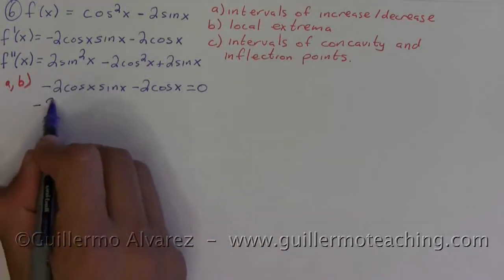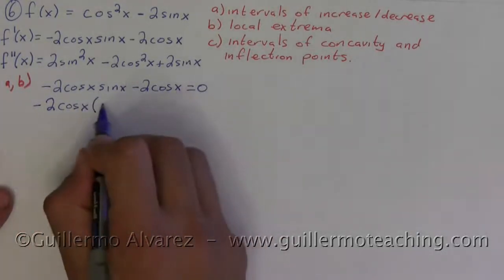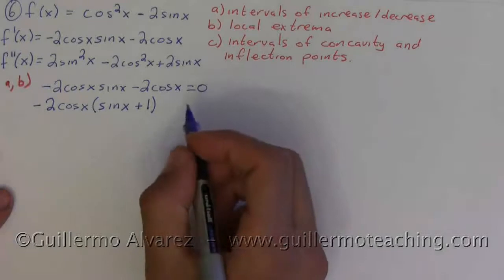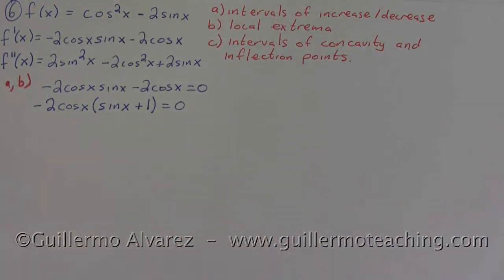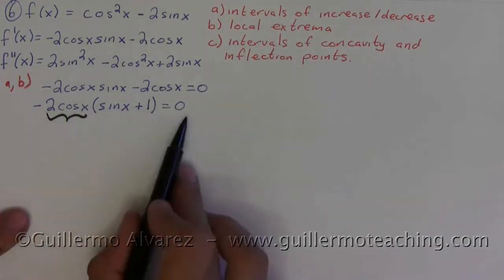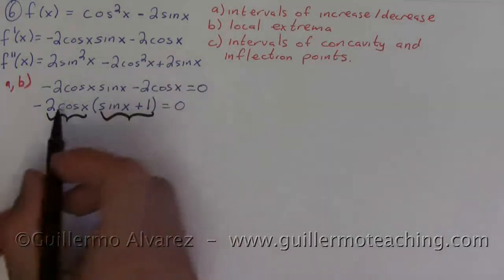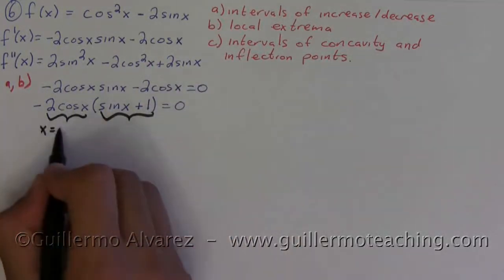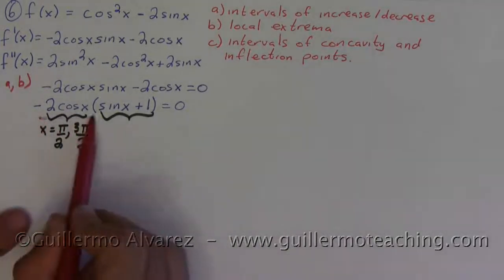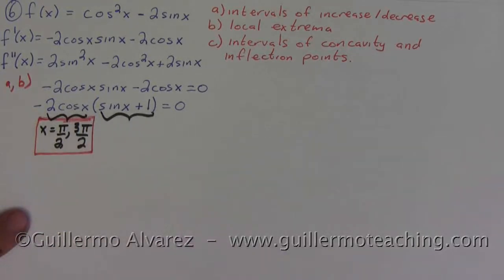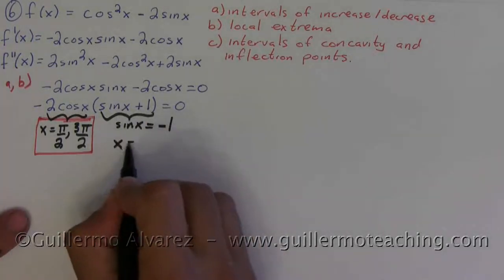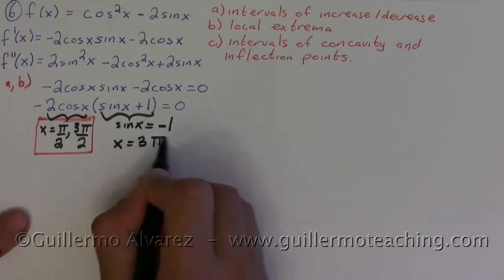Okay, well, I notice that I can factor out a negative 2 cosine of x, and if I do that I'm going to get sine of x plus 1 left over equals 0. And then to solve this trig equation, what I need to do is solve cosine x equal to 0 and sine of x plus 1 equal to 0. Okay, so I know that cosine is equal to 0 when x is equal to pi over 2 and when x is equal to 3 pi over 2. So these are my first two critical values. Okay, and here I'm basically looking for where sine of x is equal to negative 1, which I know happens when x is equal to 3 pi over 2.